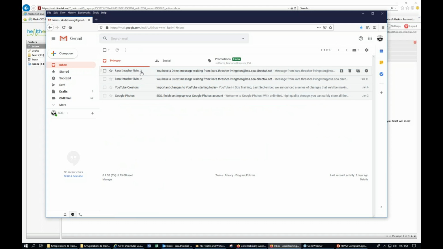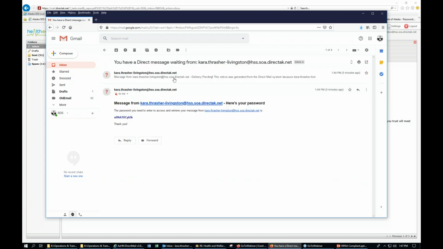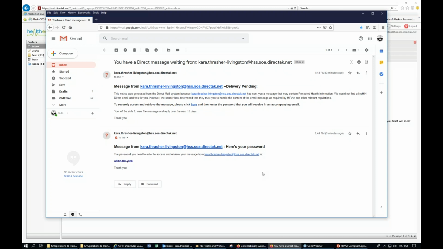Here's the one that I got. It says there's a little 2 there. These ones are from the other day, but it says there's 2. You have a message, and it looks like there's only one here, the password, but no link. Where's the link? You've got to click on the top one to be able to see it.